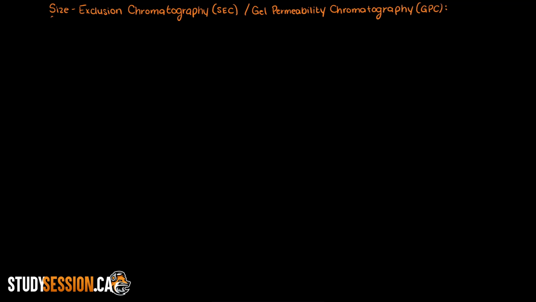Hey everyone, in this video we're going to be talking about another method that we can use to evaluate a polydispersed sample. So this method is called either size exclusion chromatography, SEC, or gel permeability chromatography, GPC. These are the exact same thing, just a different name. Let's first break this name down and go through more in depth what it all means.